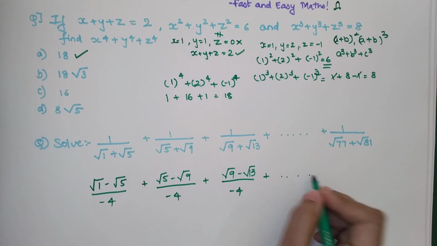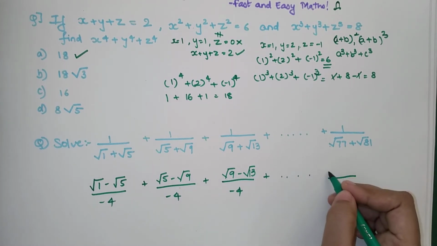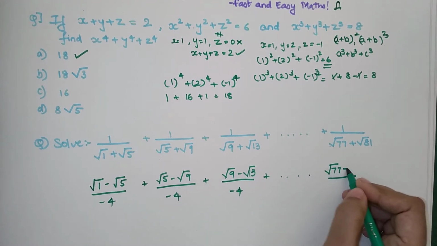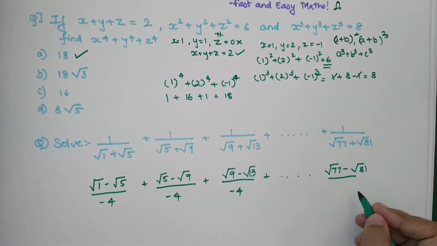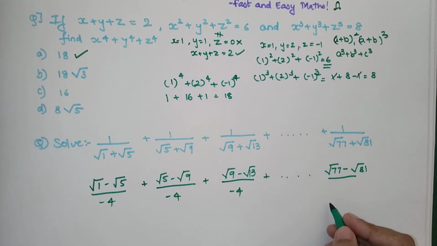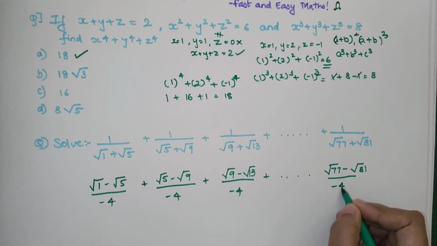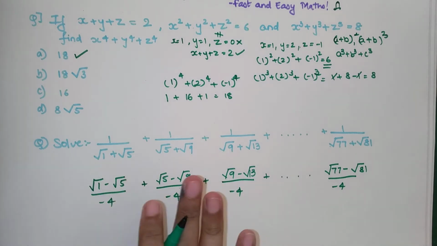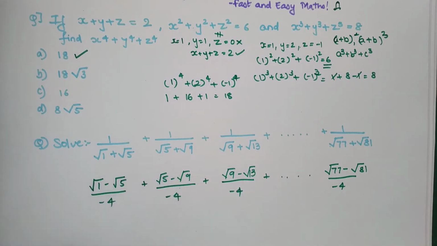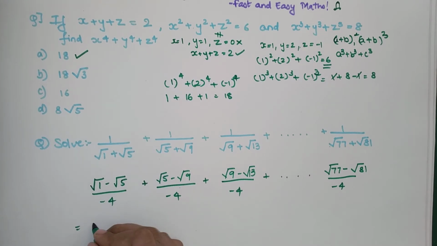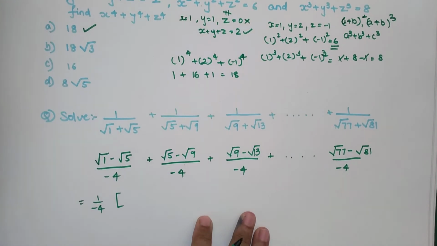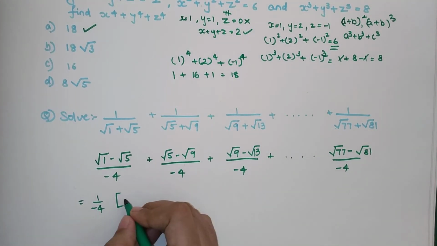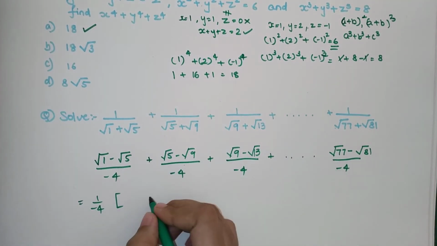So on, let's do the last term. My numerator again becomes root of 77 minus root of 81, and my denominator gets you 77 minus 81, that gets you minus 4. So now if you look closely, we can take something common from all these fractions, and that is nothing but 1 upon minus 4. Correct?